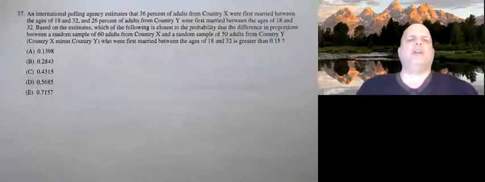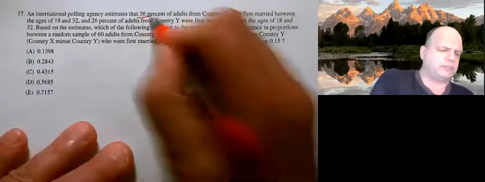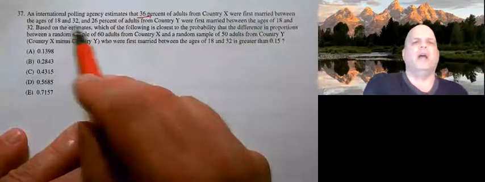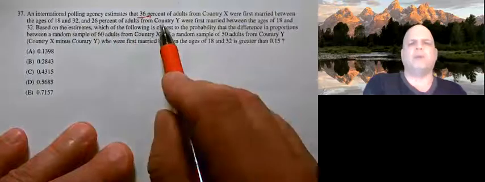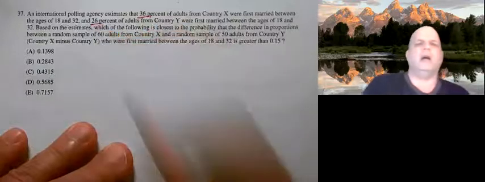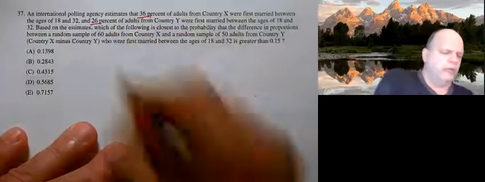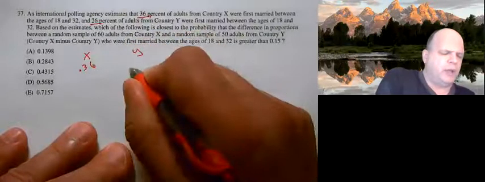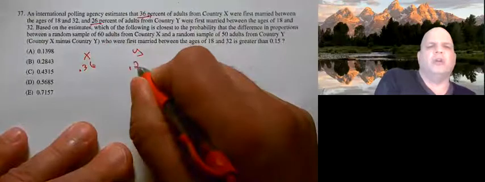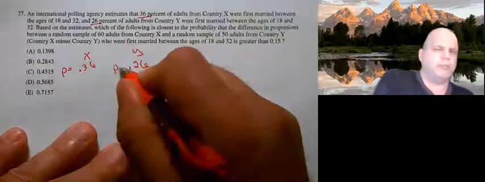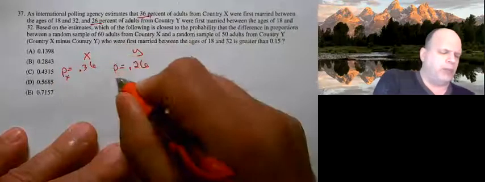So an international polling agency estimates that 36% of adults from country X were first married between the ages of 18 and 32, and 26% from country Y were first married between the ages of 18 and 32. So X is 0.36, Y happens to be 0.26. So this is their claim. This is what we believe. And this is P for X and P for Y.